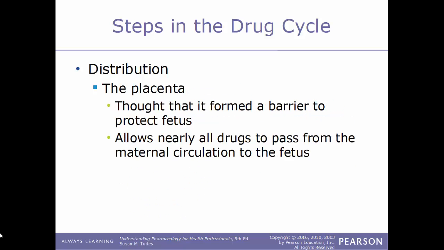Another method to distribute drugs throughout the body is through the placenta. It was thought that the placenta formed a barrier to the developing fetus as a way to protect it, but the placenta actually allows nearly all drugs to pass from the mother's blood supply into the fetus. So whatever drug the mother takes, the baby will be exposed to, whether it be over-the-counter or prescription.